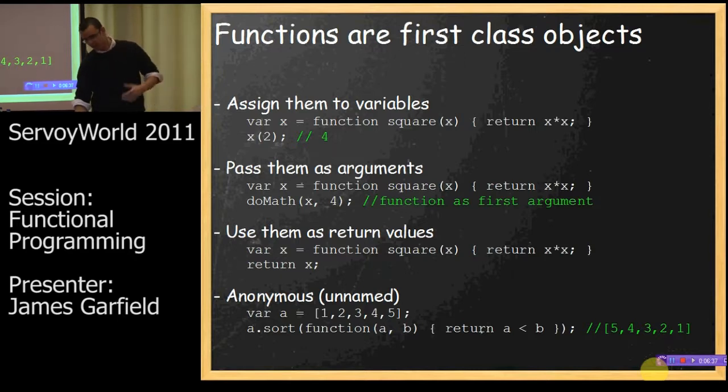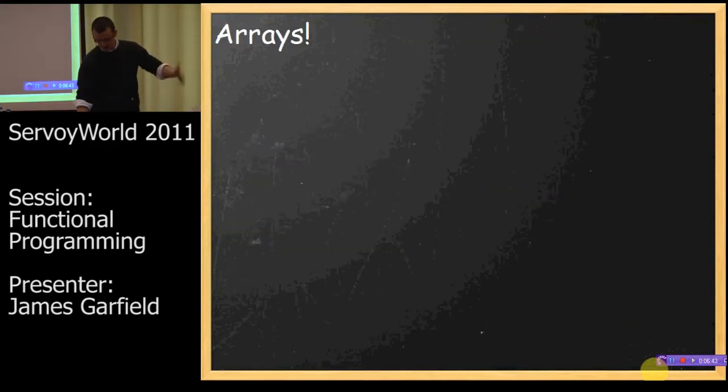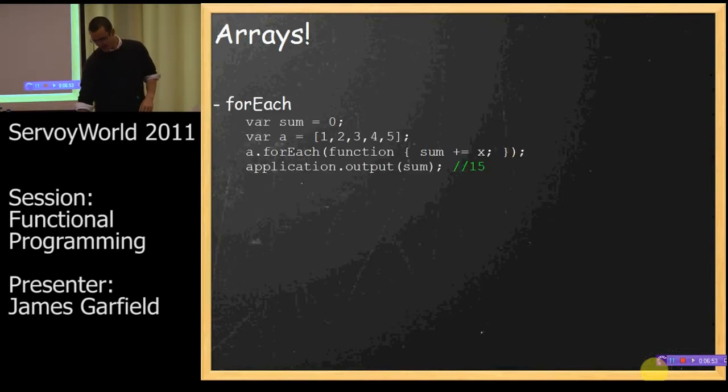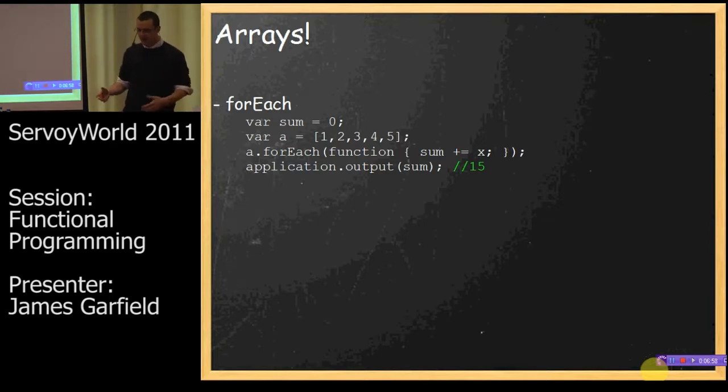So now we know all this. What can we do with that? How is that useful? It's useful a lot with arrays. I always seem to come back to arrays because they're my favorite collection, I think. And if any of you have been around Servoy for a while, arrays in 4 and 5 got some new functions attached to them. One of them is called forEach.